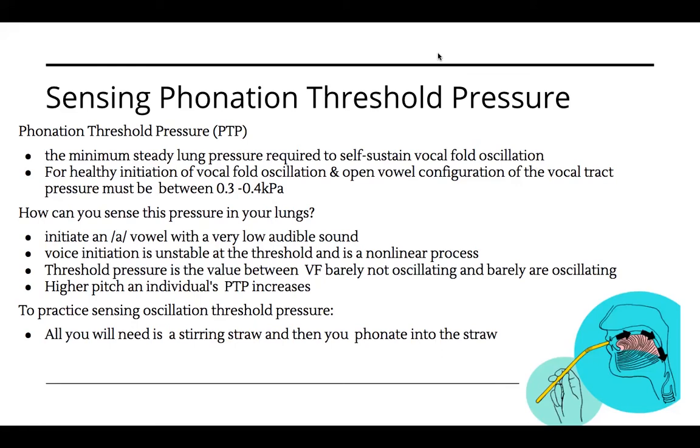Sensing phonation threshold pressure. Phonation threshold pressure was originally defined as oscillation threshold pressure. This is the minimum steady lung pressure required to self-sustain vocal fold oscillation. For a healthy initiation of vocal fold oscillation and open valve configuration of the vocal tract, pressure must be between 0.3 to 0.4 kilopascal. How can you sense these pressures in your lungs?